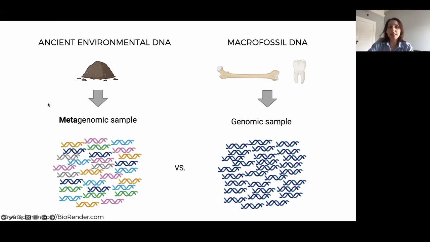So ancient environmental DNA is basically a metagenomic sample. This means that the DNA in it comes from many different species and often from multiple individuals of those species. In contrast, the DNA that we get from macrofossils, such as bones and teeth, are genomic samples, because overwhelmingly the DNA that we are getting from it, apart from microbial contamination, belongs to not only a single species, but a single individual of that species.